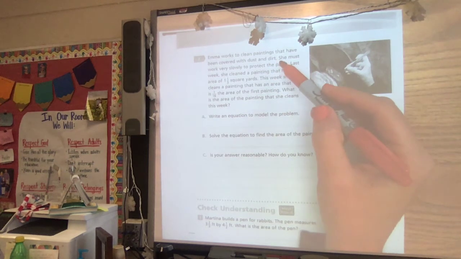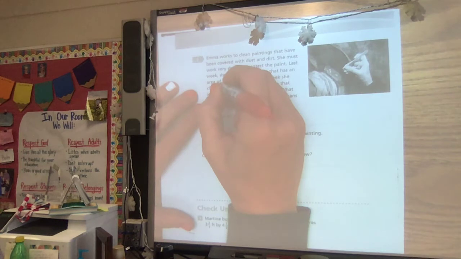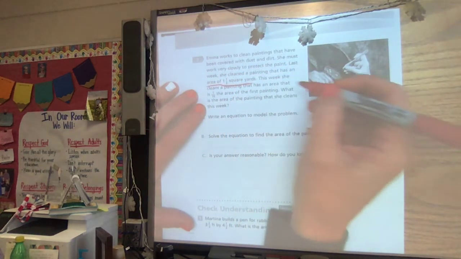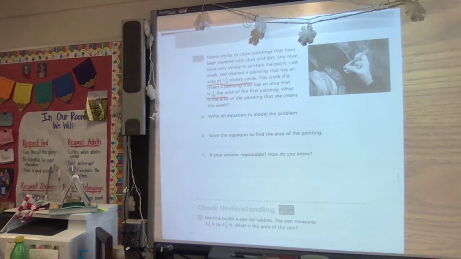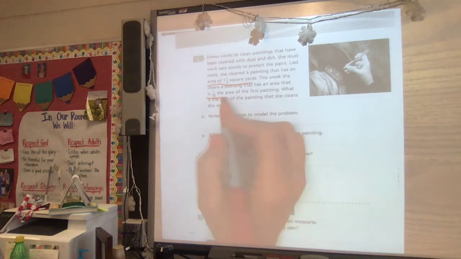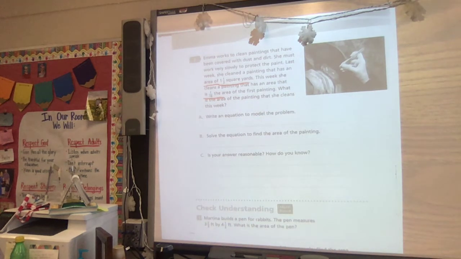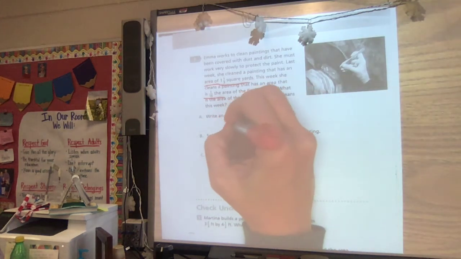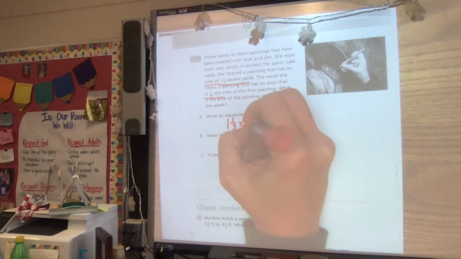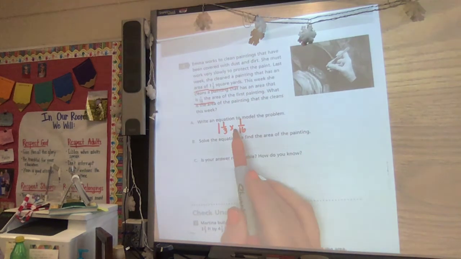So when we're reading again, she's cleaning one that has an area of 1 1/3, but then this week she found an area that was 1/16 that. So it's going to be smaller, and it's going to be a lot smaller than that, because it's only one piece if you split it into 16 parts. So first we need to write an equation. So we have 1 1/3 times 1/16, because we're finding 1/16 of that.